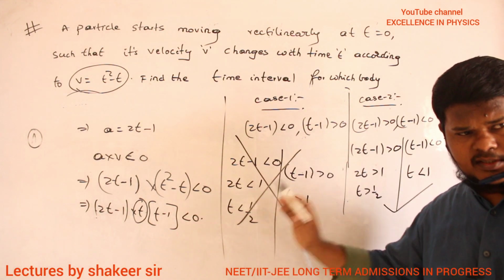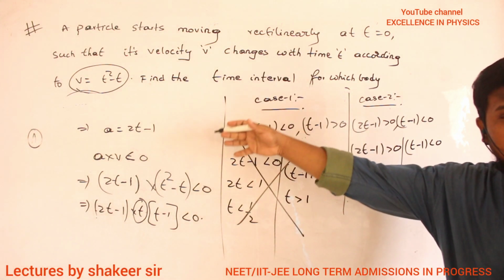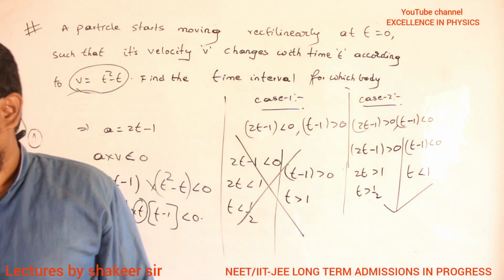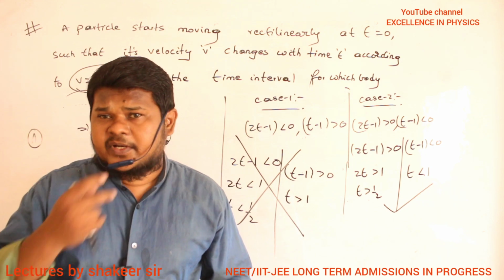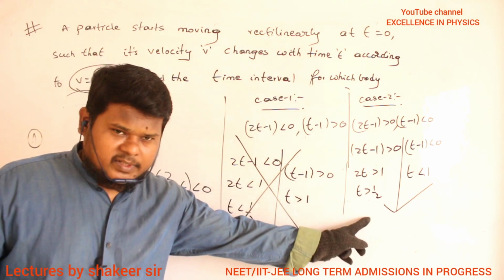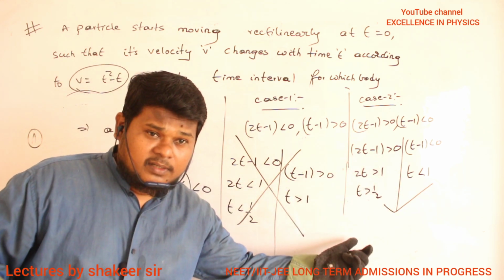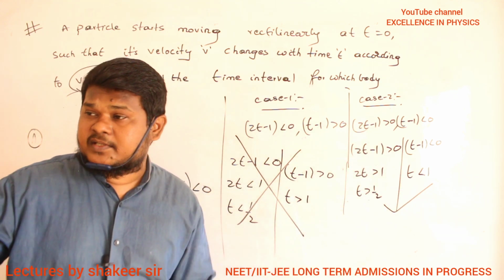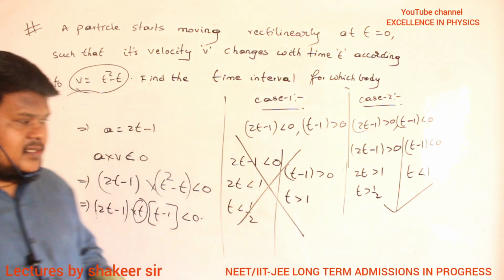This condition is not correct. So this is the time interval in which body is retarding. What is meant by retarding? It is undergoing negative acceleration. Speed of the body, velocity of the body is continuously reducing. So this is the time interval. So t is greater than 1 by 2 second, but it is less than 1 second. It means in the time between 1 by 2 and 1, body is definitely retarding. Are you able to understand? That is how we can do this.